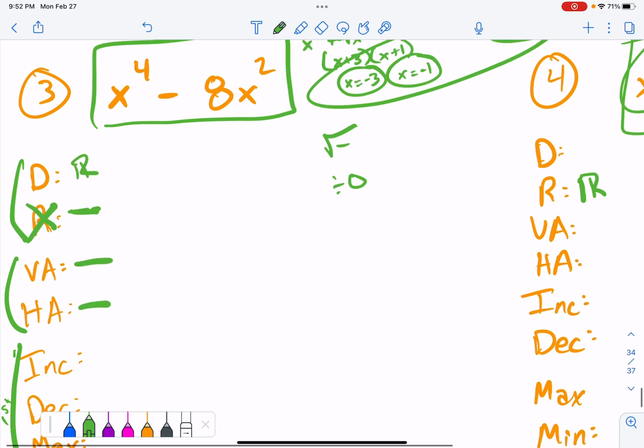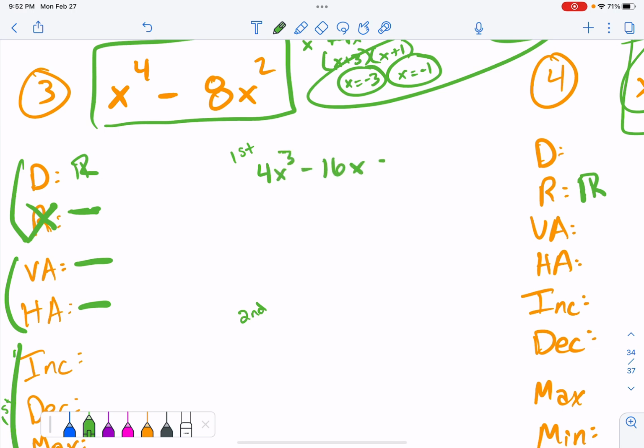Then we do our derivatives. Okay, so let's do first derivative, and let's do second derivative down here. First derivative is 4x cubed minus 16x, I think. And if we set equal to 0, I'm going to take a 4 and an x out, and I'm left with x squared minus 4. And this guy is a difference of squares. This is x plus 2, x minus 2.